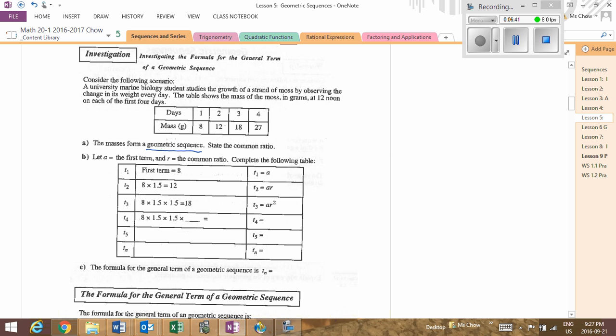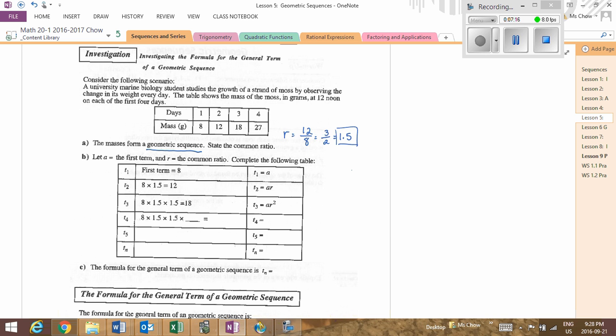So the common ratio is we're dividing term 2 by term 1, and so the common ratio is 12 divided by 8, which is 3/2, or I'm also okay with 1.5 because it is a terminating decimal, and so r is 1.5. And so if a is the first term and r is the common ratio, then complete the table. So the first term is 8, the second term is 8 times 1.5.